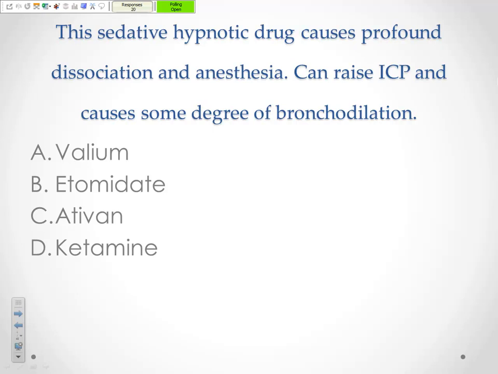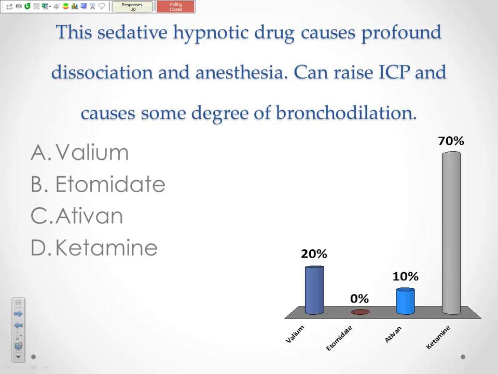Ativan and Valium make you happy. They don't really cause disassociation or much anesthesia. They just kind of make you happy. So benzodiazepines are the Valium and the Ativan that we just talked about. They are both pregnancy category D.